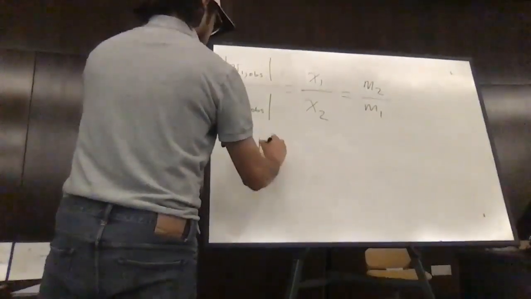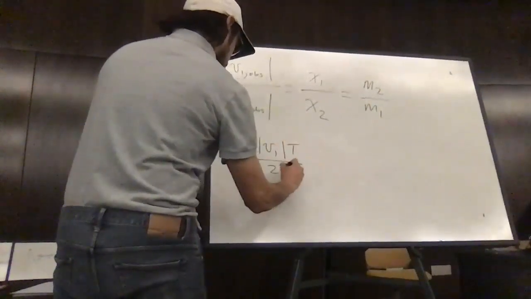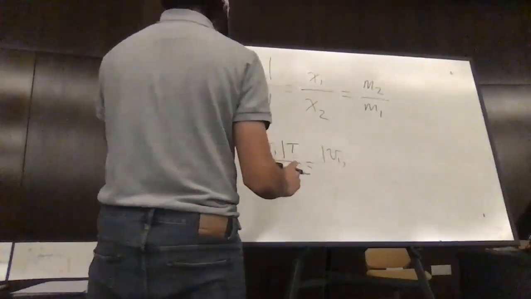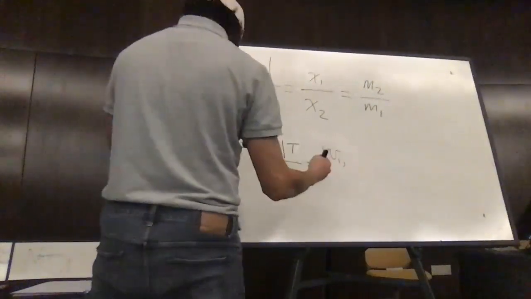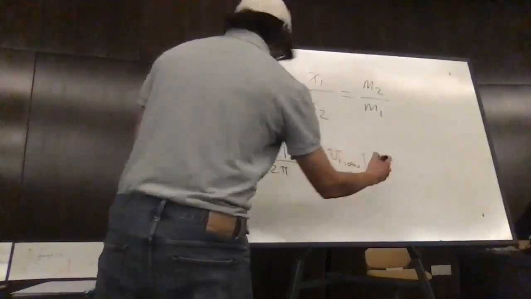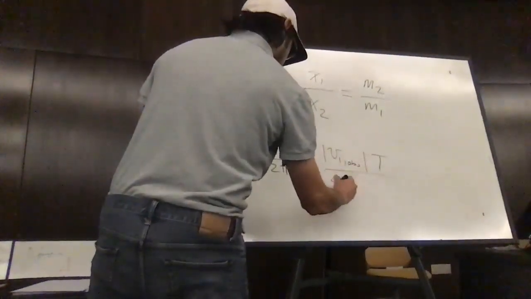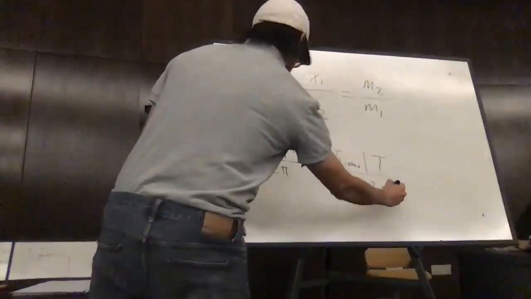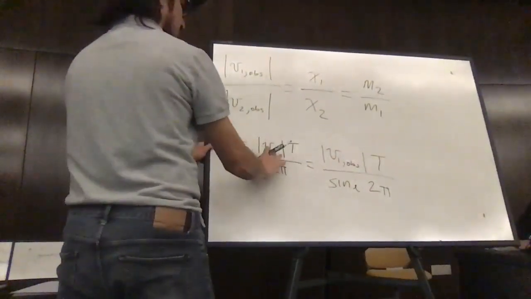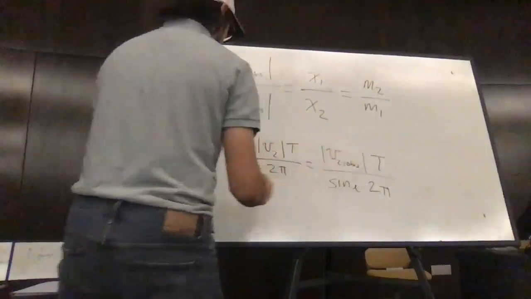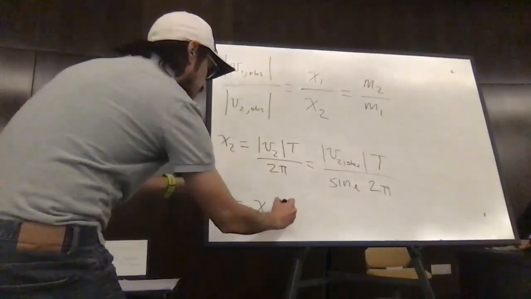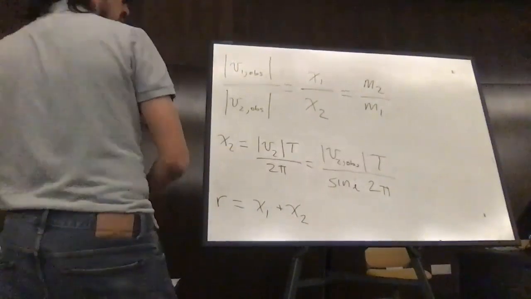So x1 is V1 T over 2 pi. And same thing for x2. And R, just the magnitude, is x1 plus x2. So we'll put it up here.